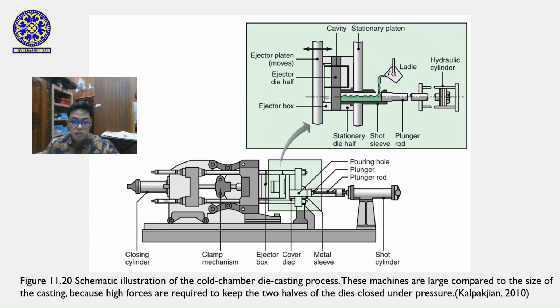Molten metal is first ladled from a furnace into the shot sleeve. A hydraulic plunger then forces the metal into the die cavity at high pressure. The clamp mechanism holds the die closed until the casting solidifies, after which it is opened and the part is removed.